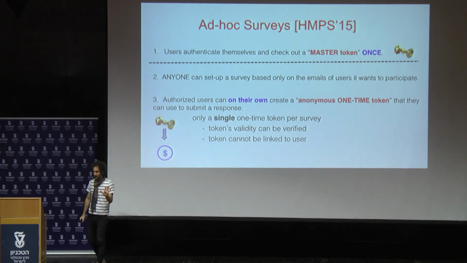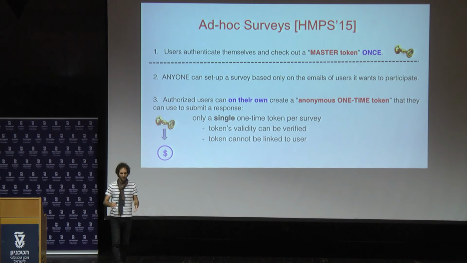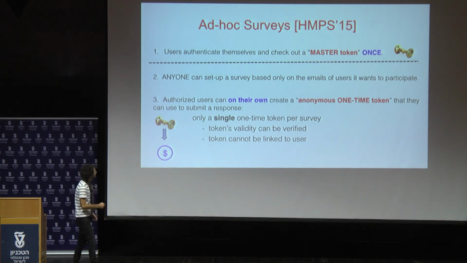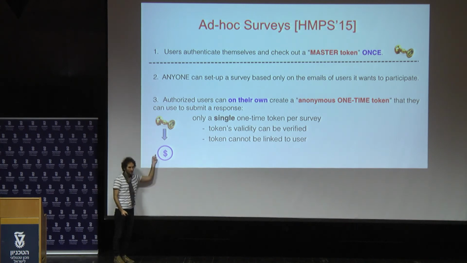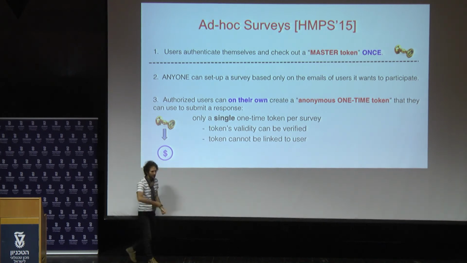Then after this has happened, anyone can create a survey. They say, I would like you to participate in my survey. They do it by just sending a single message, I'm creating a survey, by just listing people's emails that are allowed to participate in this survey. And then users can on their own, at home, use their nice stamp to create this anonymous token, and they can use that token in order to submit in that survey, if they're authorized.